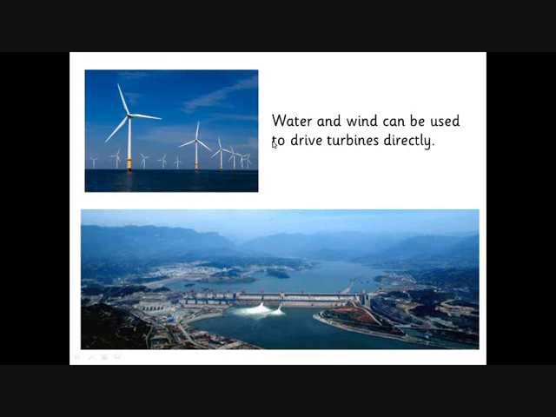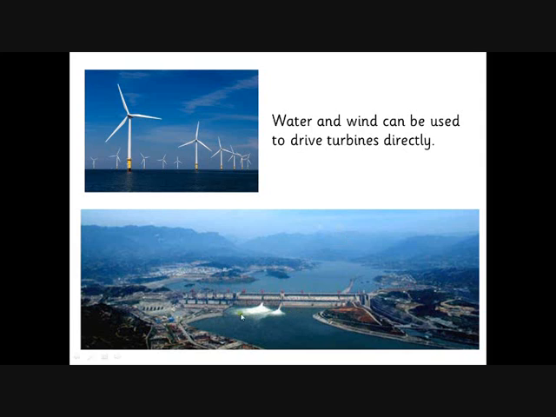So first thing it says is water and wind can be used to drive turbines directly. So wind farm here, this is an offshore one. Okay, the wind drives the turbines. Remember, the turbine is just the thing that turns. Behind here is a generator that makes the electricity. You take it back off to the land.